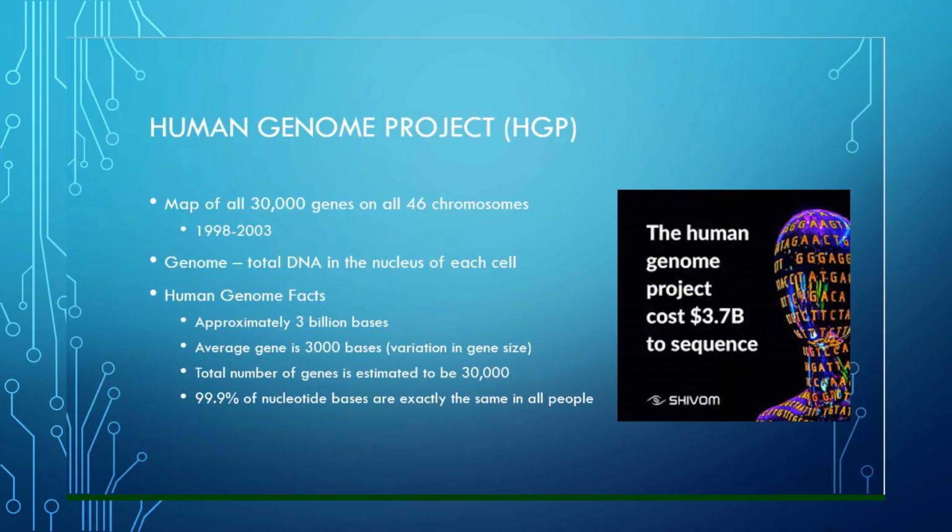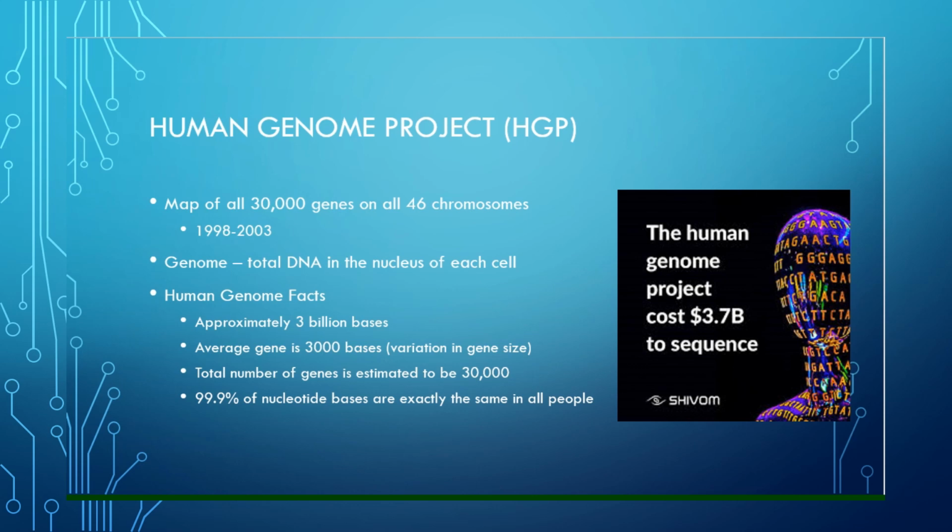The Human Genome Project was done to map all 30,000 genes on all 46 chromosomes. This was done from 1998 until 2003, and the genome is the total DNA in the nucleus of each cell.